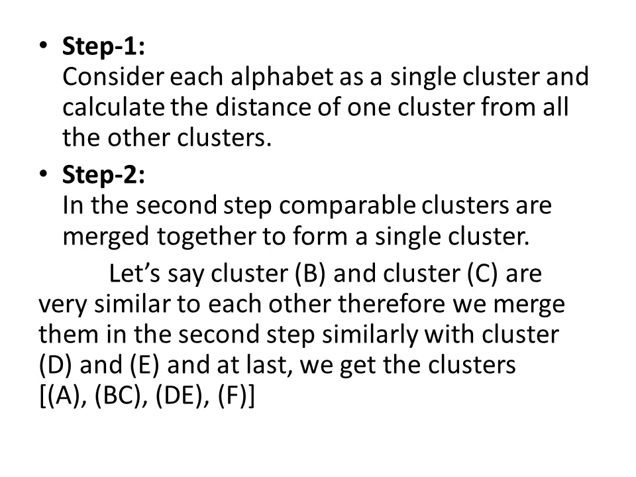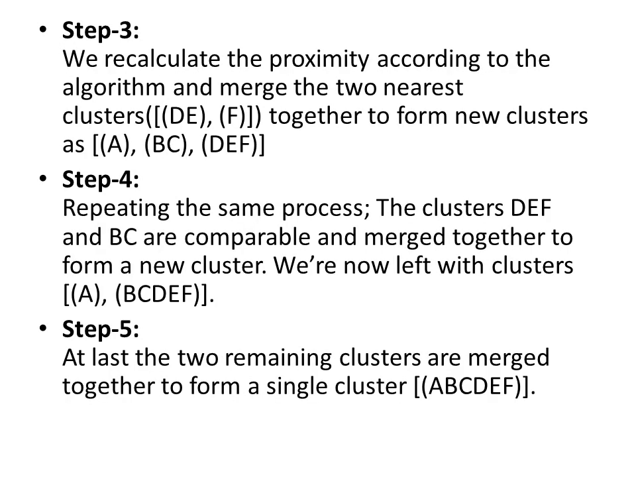In the second step, comparable clusters are merged together to form a single cluster. Let's say cluster B and cluster C are very similar to each other. Therefore, we merge them in the second step. Similarly with clusters D and E. In step 3, we recalculate the proximity according to the algorithm and merge the two nearest clusters, D, E and F, together to form a new cluster.